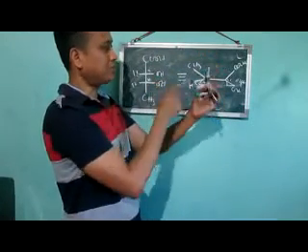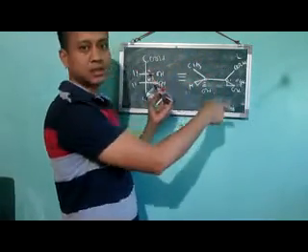So if we have two chiral carbons, we can convert the structure like this.